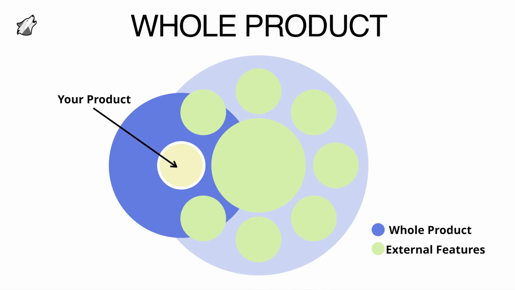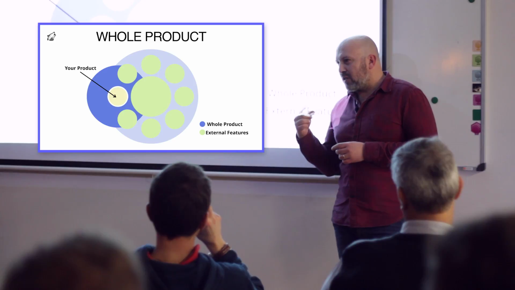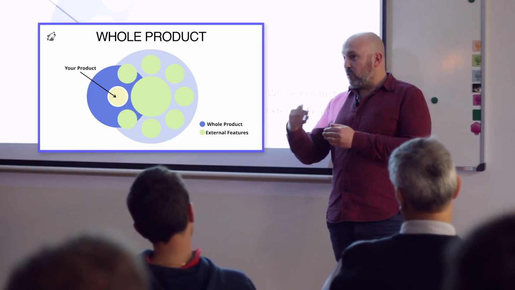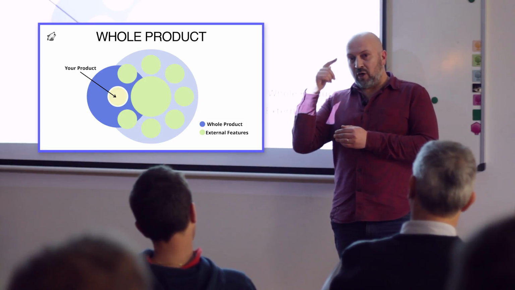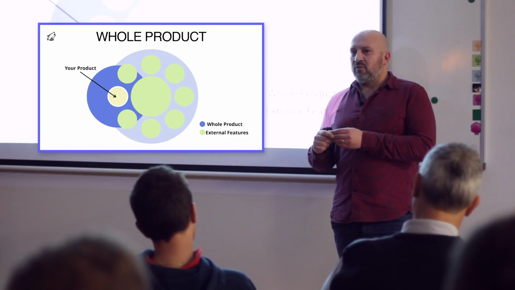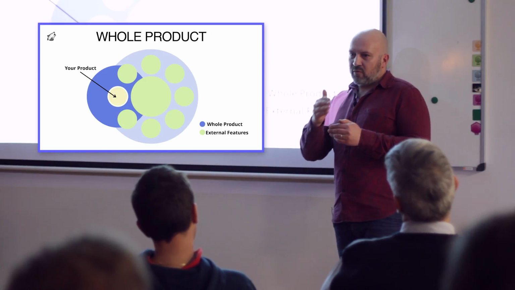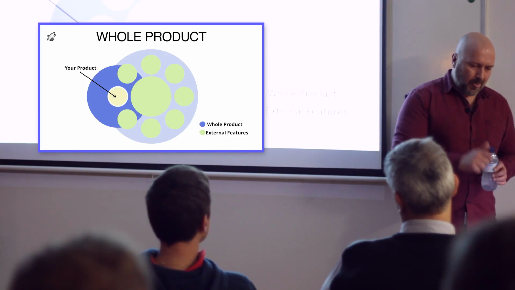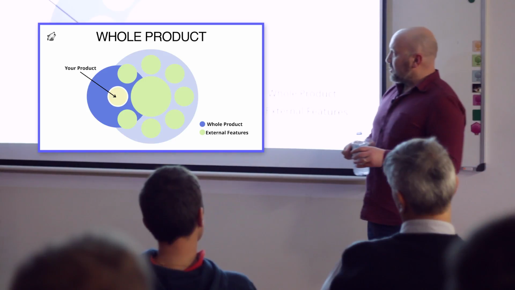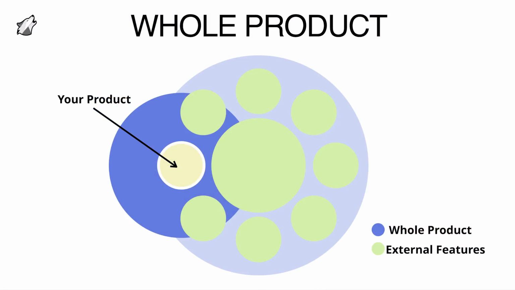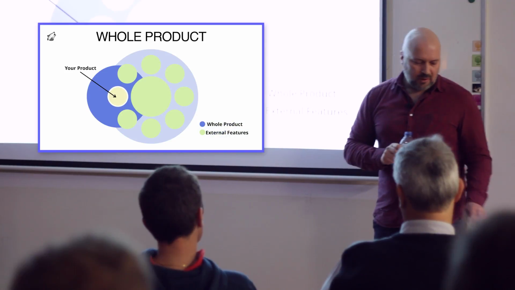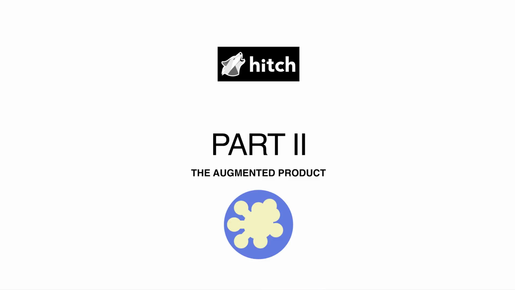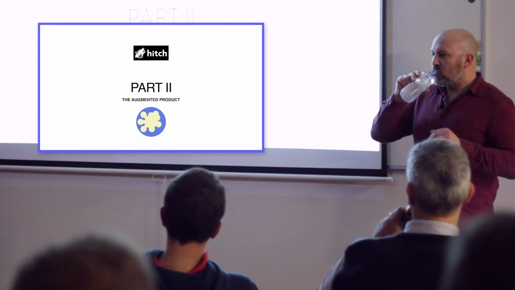So the whole point of this exercise is to think about what your customers are looking for when they look at your product and what they think about when they think of your product, not of what your product does. So it's a little bit reversing the way of thinking. So how do we get from your product to the big one, the whole product? That's the second part, which is what is called the augmented product.